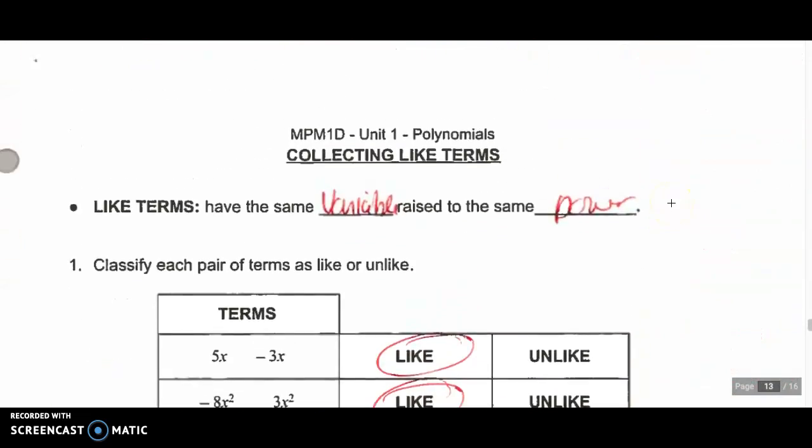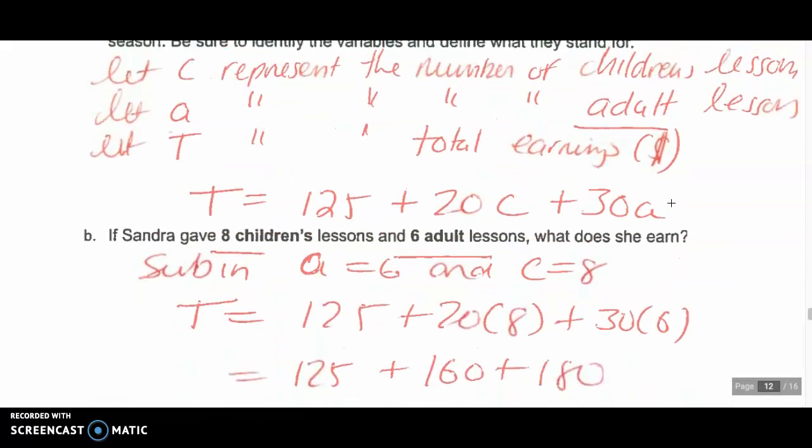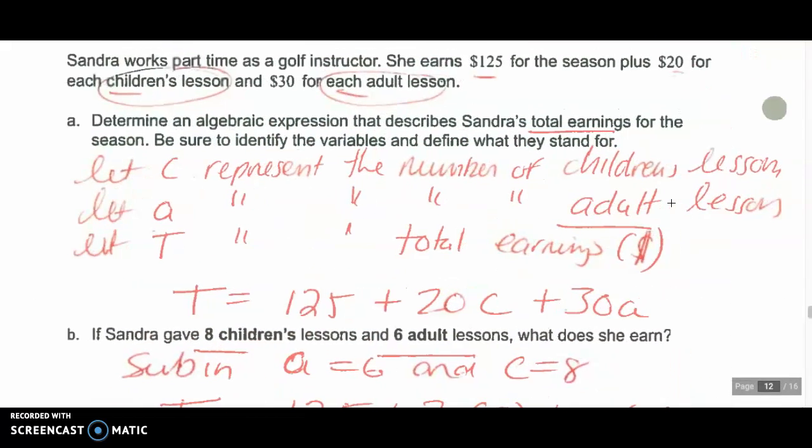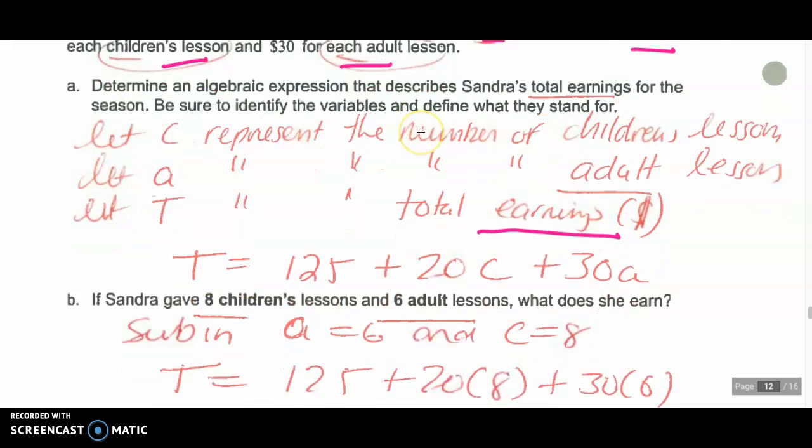Let's apply some polynomials. So we'll do some word problems here. What we're looking at here is this woman, Sandra, who is going to make some money by selling and buying. She's giving children and adult lessons of golf. The place she works at gives her $125, and then $20 for each children's lesson and $30 for each adult lesson.